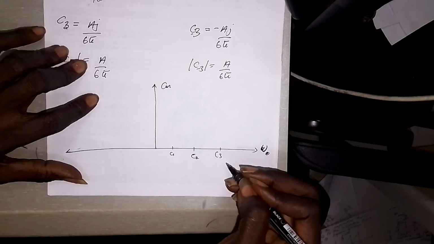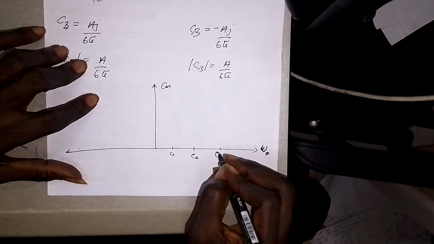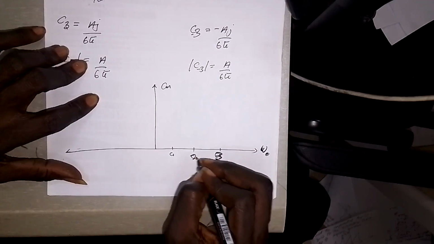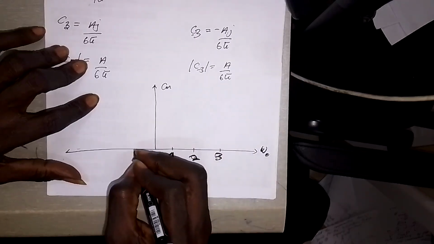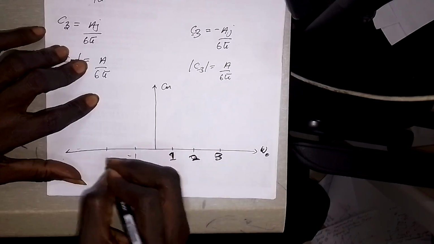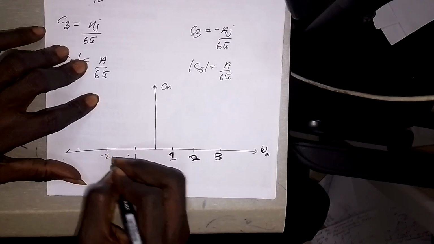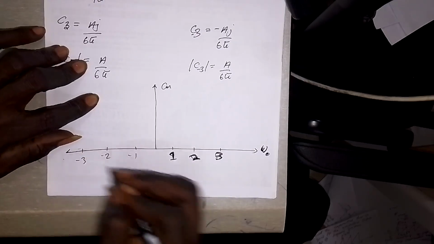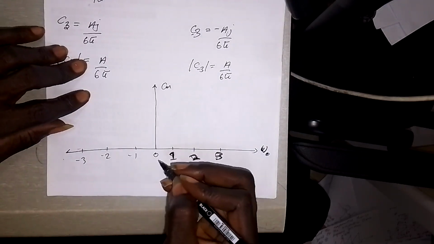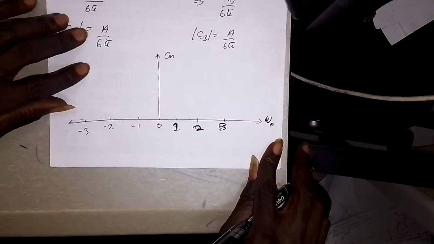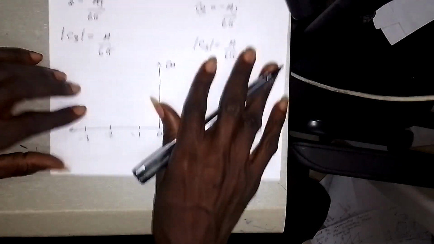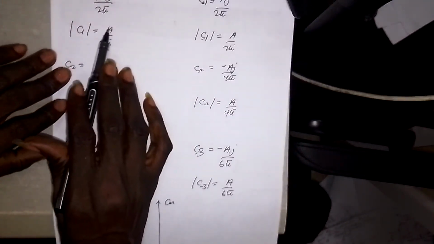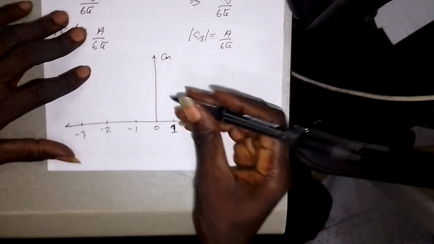You can just write here 3, here 2, and here 1, and then here minus 1, but it's C minus 1, and here minus 2, but C minus 2, and here minus 3, but C minus 3. Here is 0. For 0, there was nothing at 0, so I have to leave that one blank, and then go to 1. At 1, this is what I got.